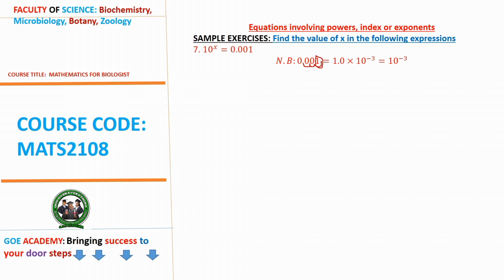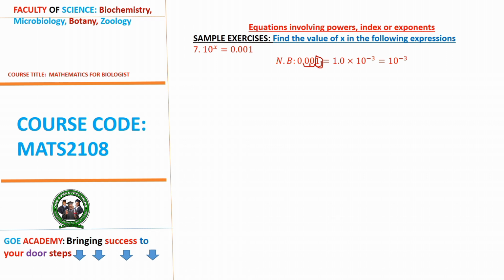If I moved 5 times, it will be 1.0 times 10 to the power minus 5. That's if I was moving to the right. If I was moving to the left, it will become positive. That's 10 to the power positive 3. If I move 3 times towards the left, it will be 10 to the power negative 3.